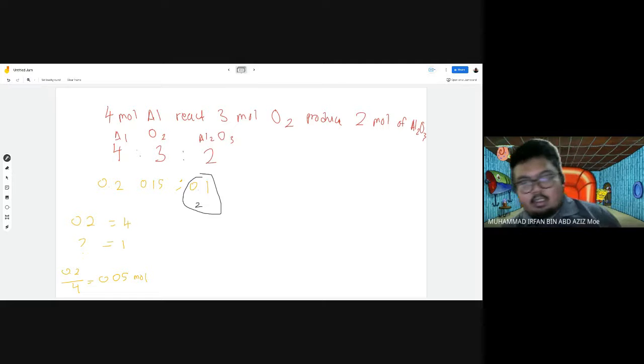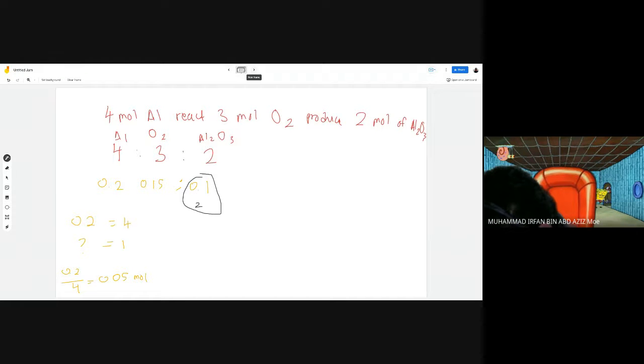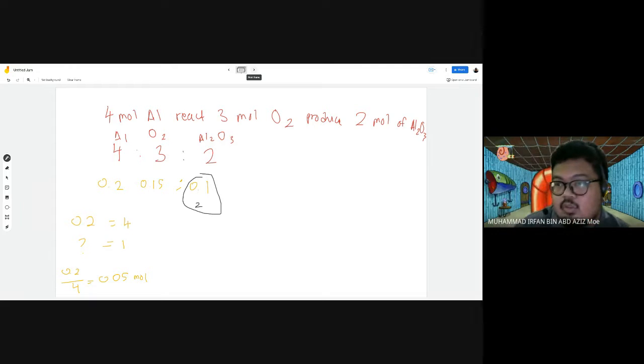For the third part, this is the complicated one because it involves ratio. So you need to know how to find the ratio based on this. You already get the number of mole for aluminium, 0.1. So you can calculate the mass using n is equal to mass over molar mass. Calculate the molar mass of Al2O3, which is? Al 27 times 2, plus 16 times 3.